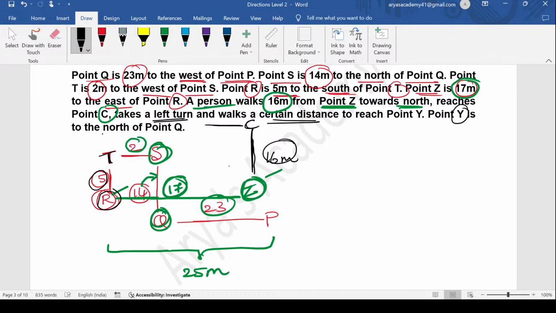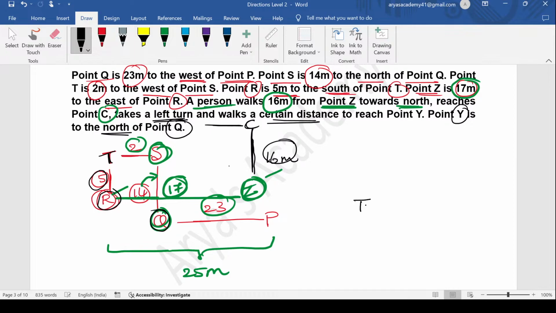Point Y is in which direction? North. Of which point? Q. Where is Q? Q is here. So he has traveled a certain distance where he reaches a point Y, and Y is exactly in a straight line with Q, or Y is exactly north of point Q. So to make it clear, I am going to draw the diagram once again, otherwise you will get confused.